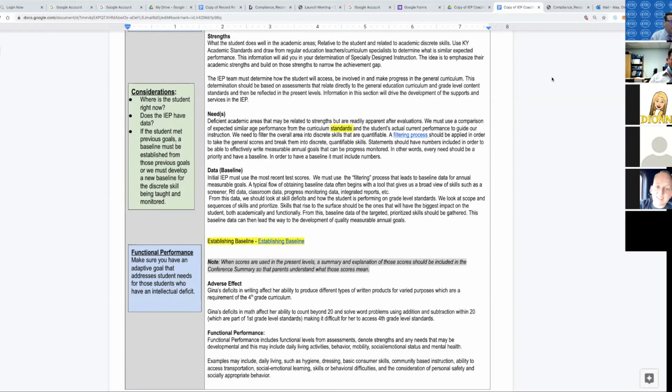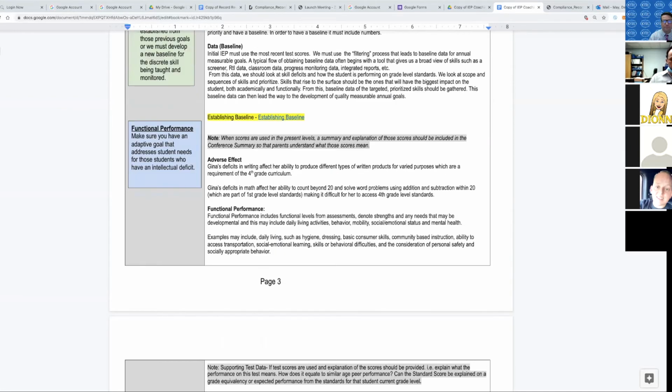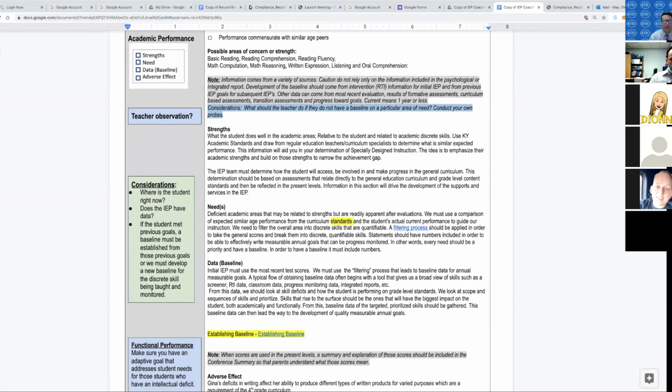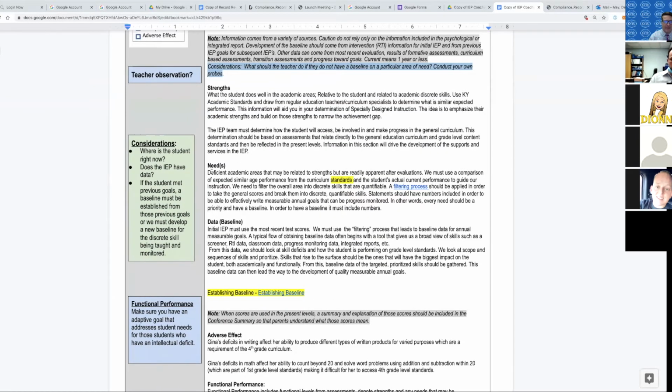But it's also important to know how the student learns best and what style they use, and what are the things that we can accentuate. So we have strengths identified, and then we have needs identified, and those needs are identified through a filtering process.